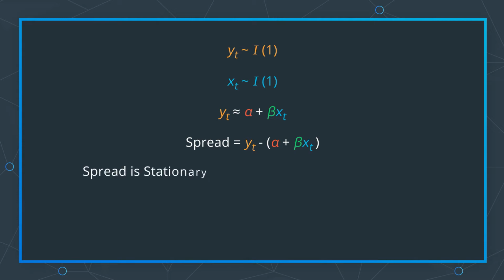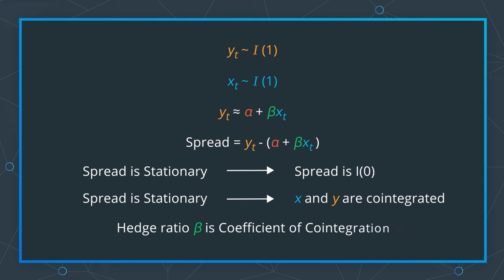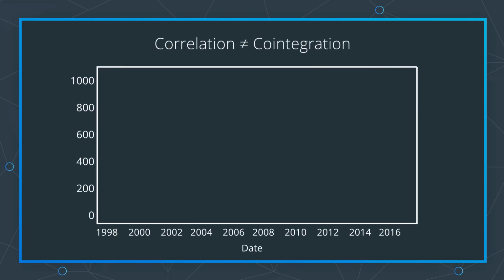If the spread is stationary, then it is integrated of order 0. Also, if the spread is stationary, then we say that the original series of X and Y are co-integrated. The hedge ratio is also called the coefficient of co-integration. Note that co-integration is not the same as correlation.